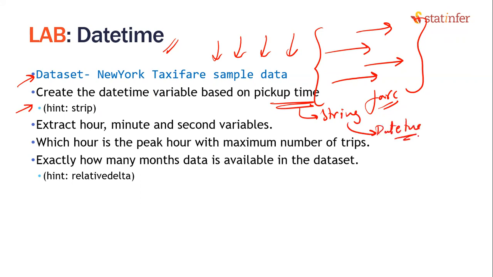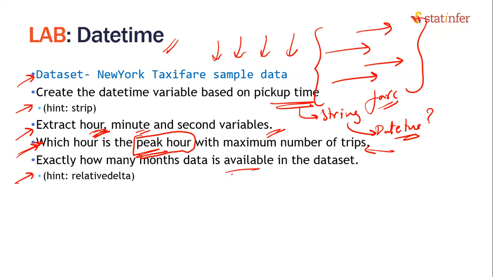How do you convert a string into datetime? What is the option? What function is used? Then extract hour, minute, and second values. When you're doing analysis of this, when you're creating a dashboard on the taxi fares and what time they are picked up, maybe these hours and minutes are also important. And identify which hour is the peak hour with the maximum number of trips. After you identify the hour, you may have to do value counts. After doing the value counts, you'll get to know which hour is the peak hour. Maybe during that peak hour, we make sure that most of the taxis are available. Maybe we can increase the fare in that peak hour.